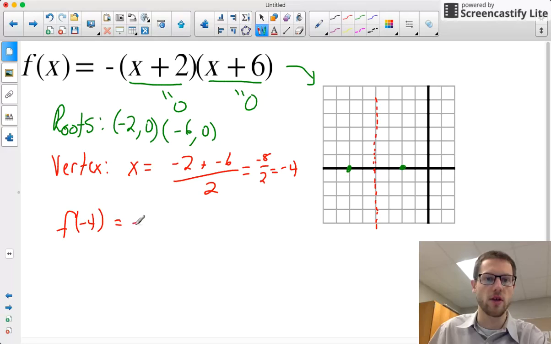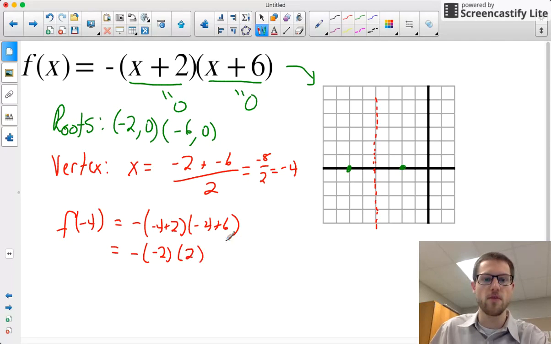So that's going to be given as negative (4 plus 2) times (negative 4 plus 6). Let's just evaluate this. I have a negative 2 times 2, and so this is like a negative 1 times 2, negative 2 times 2, so that's going to come out to be a 4. So f of negative 4 equals 4.